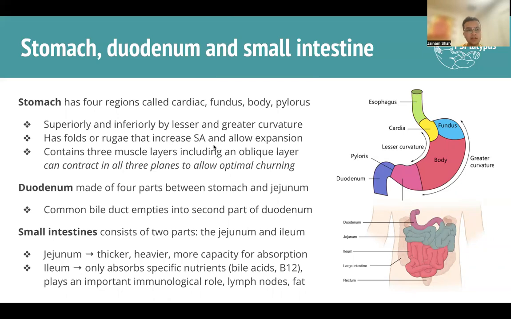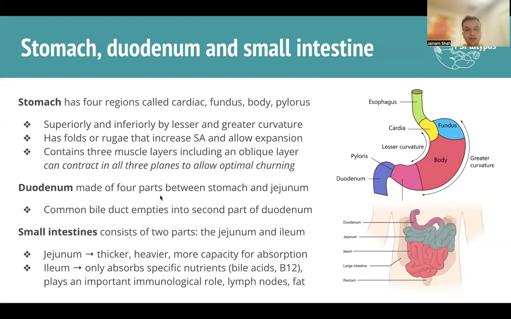Now, interestingly, the stomach is unique because it contains three muscle layers instead of two. That's because it includes an oblique layer. Why is that important? Because it allows the stomach to contract in all three planes, so X, Y, and Z planes. That is good for optimal churning, because what's happening in the stomach is you want to get all that food digested nice and well, so that when it gets down to the small intestines, it's all churned up so that you can absorb all the nutrients that come out of that food, if that makes sense.